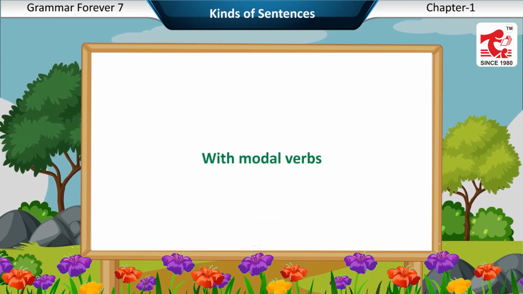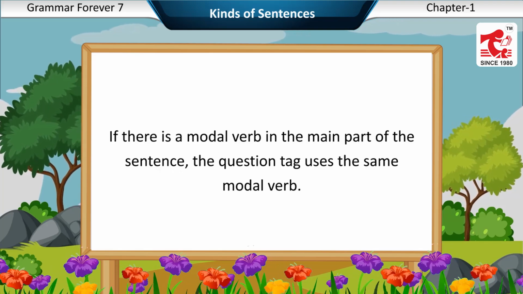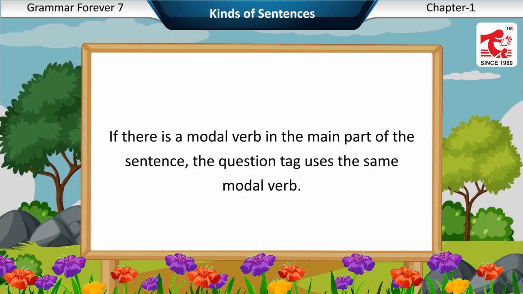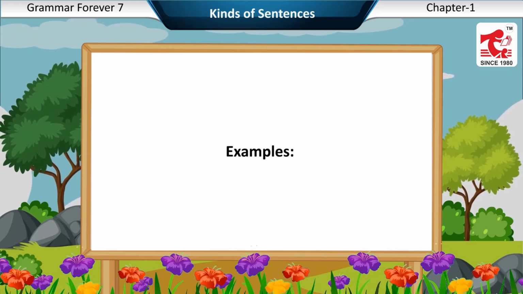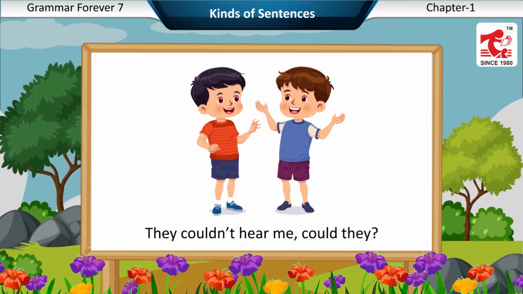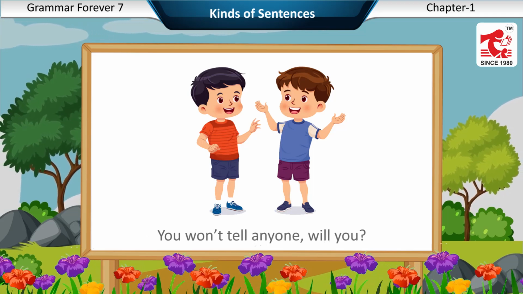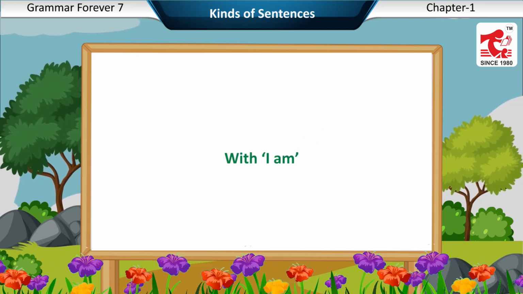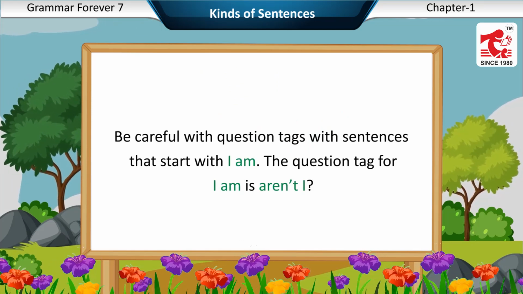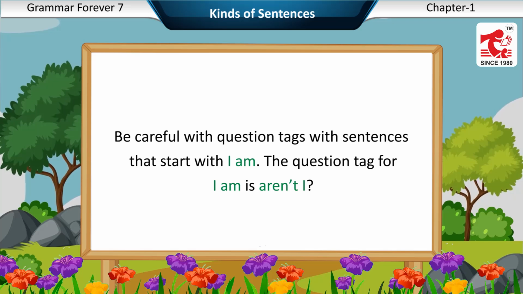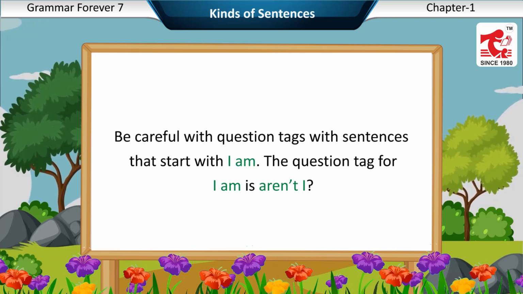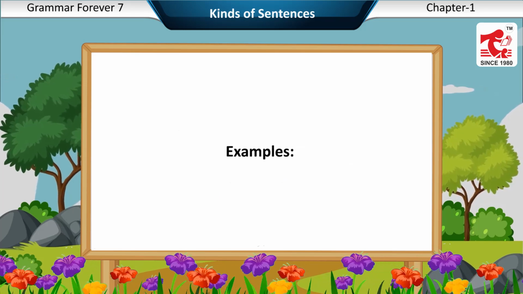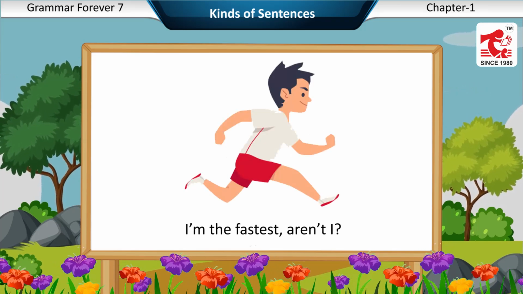With modal verbs. If there is a modal verb in the main part of the sentence, the question tag uses the same modal verb. Examples: They could not hear me, could they? You won't tell anyone, will you? With I am. Be careful with question tags with sentences that start with I am. The question tag for I am is are not I. Examples: I am the fastest, are not I?